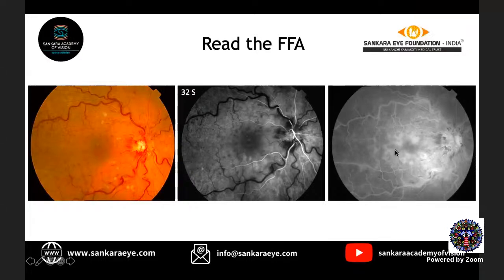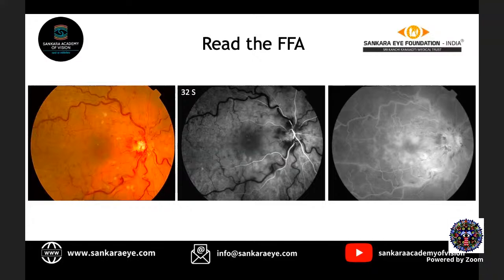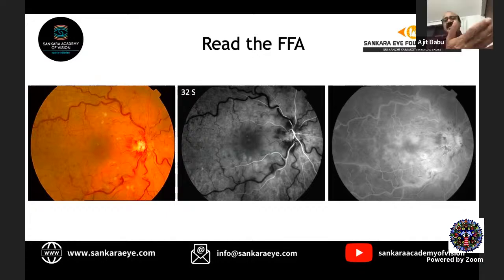And few blocked fluorescence around the disc. Disc margins are also blurred with multiple areas of hypofluorescence, which is possibly blocked fluorescence. Sir, if you have the color fundus photograph beside, then you can say it's blocked fluorescence. If you see the hemorrhages, sir.